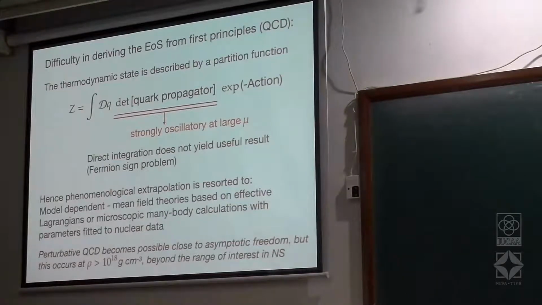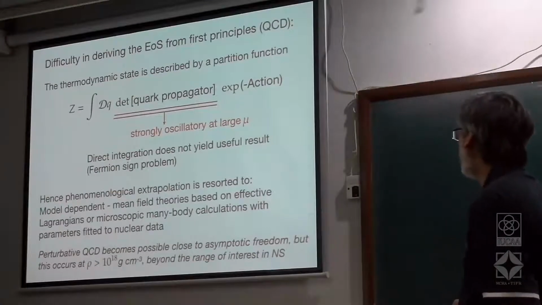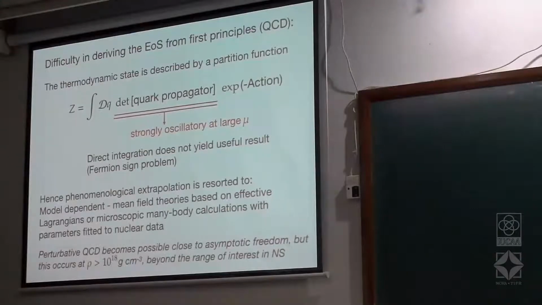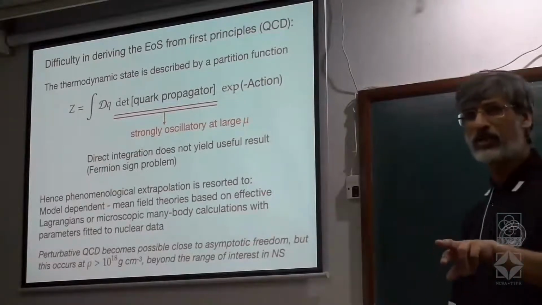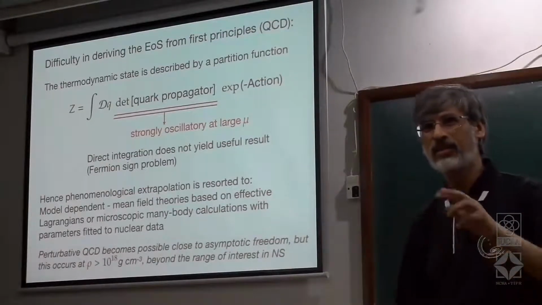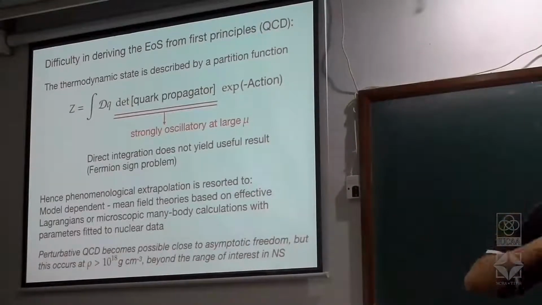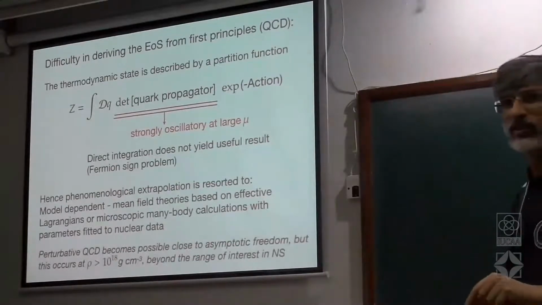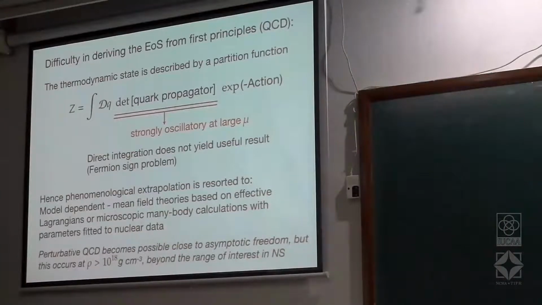This is what lattice gauge theory is trying to do. But the problem is this quark propagator, when you go to large chemical potential, is strongly oscillatory. So this is called the Fermion sign problem. You keep one term, and the next term, the sign of the result will keep changing. Because it's strongly oscillatory, the direct integration does not yield any useful result. So you have a cancellation between two very, very large numbers to give you a very small number. So this problem has not yet been tackled properly. People are still making attempts.